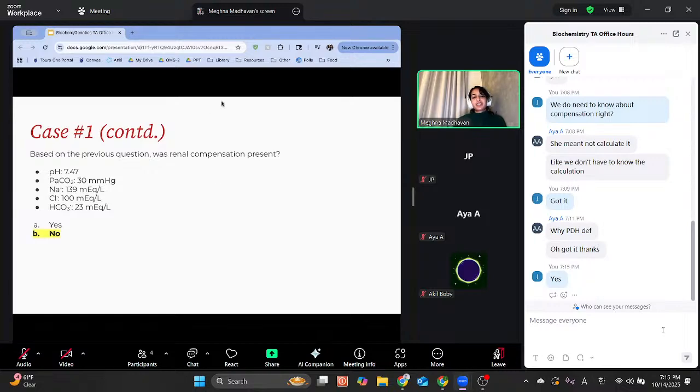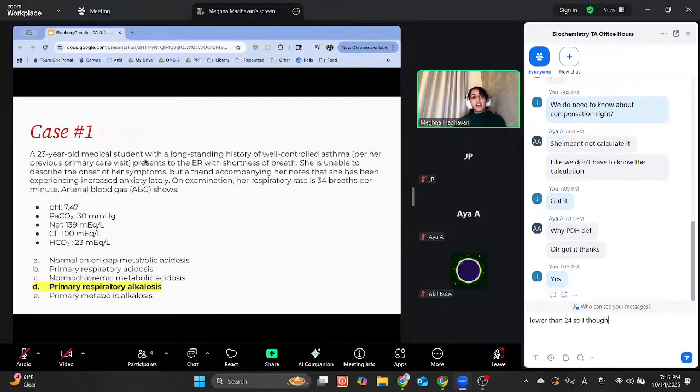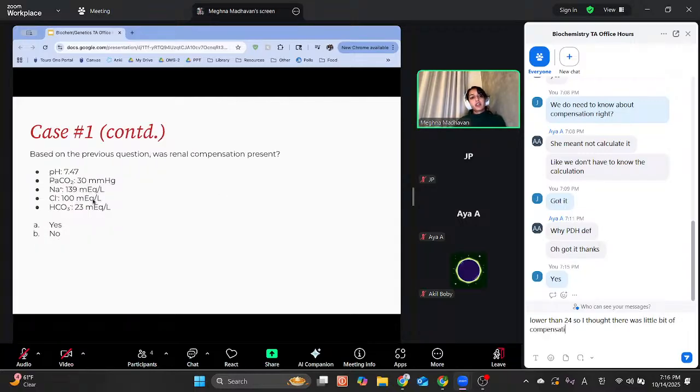So the answer is no, because their bicarb only went down, it didn't really go down at all. I know I said you don't need to know the ranges, but I was trying to trick you guys. The normal value is 24 and it's 23. And her symptoms began really recently, so renal compensation shouldn't have kicked in yet. The answer is no.